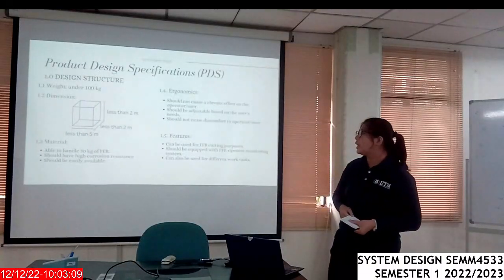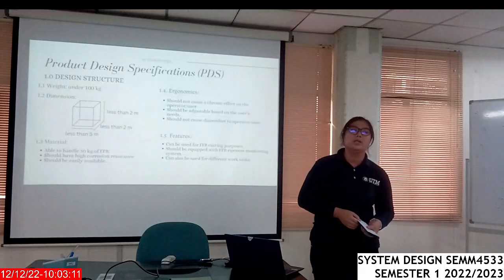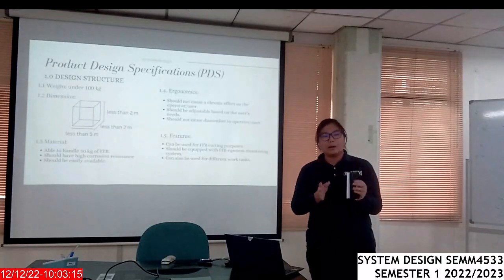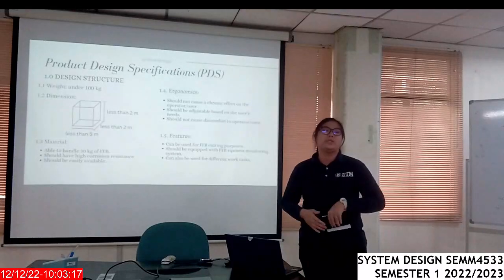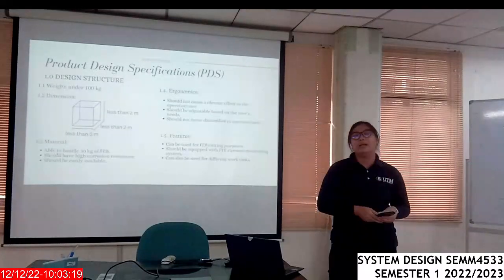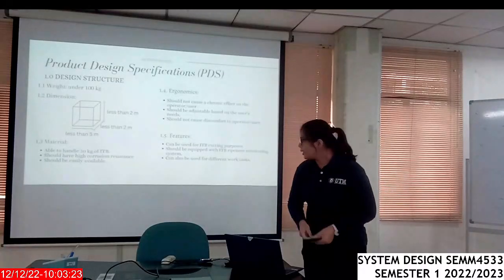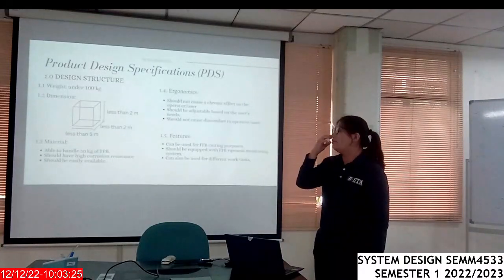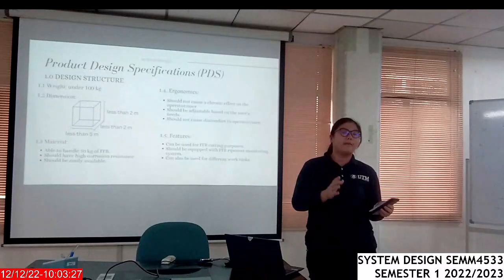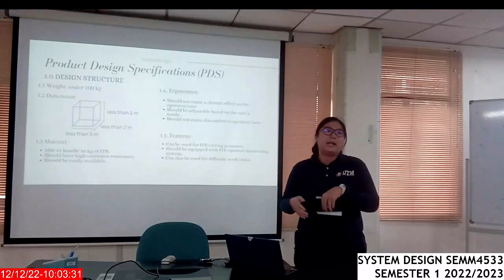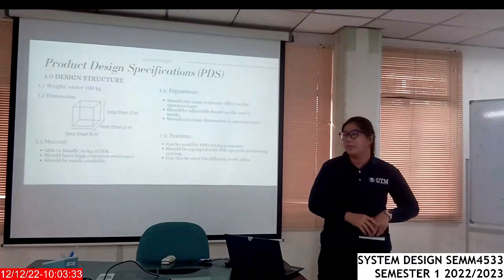And second, it should have high corrosion resistance so that the system can be used in our environment in Malaysia, which has high humidity and a high rain rate. And next, the material should be easily available, which we can find easily around our country or the countries nearby, like Thailand and Indonesia.